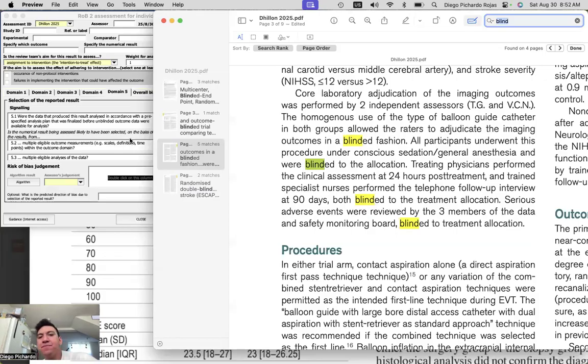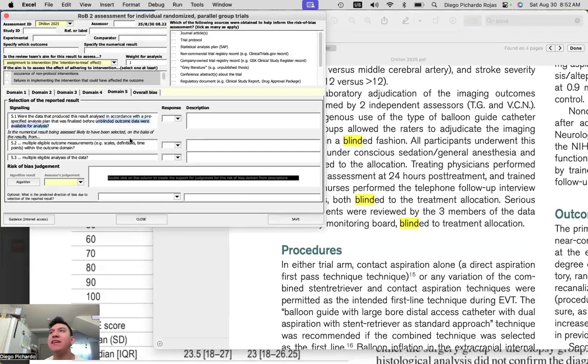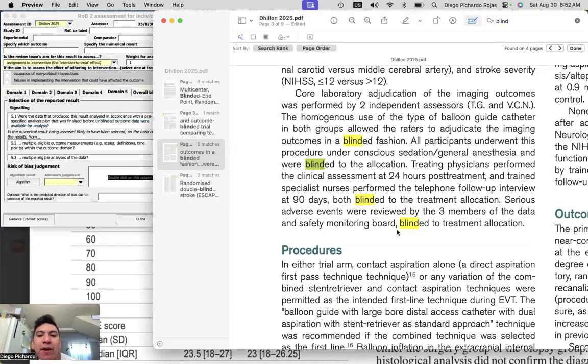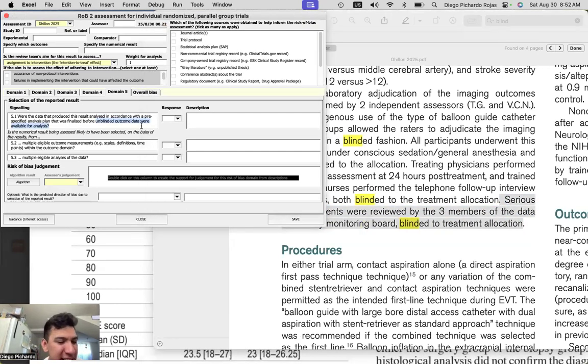What would be ideal is that they say statistical analysis was also blinded up until data collection, but it seems like all of the collection was done in a blinded fashion just before the analysis. We're not exactly sure, but was the data analyzed in accordance with a pre-specified plan? It was done by a plan, but we're not sure if it was blinded up until the data collection. We're going to put probably yes.